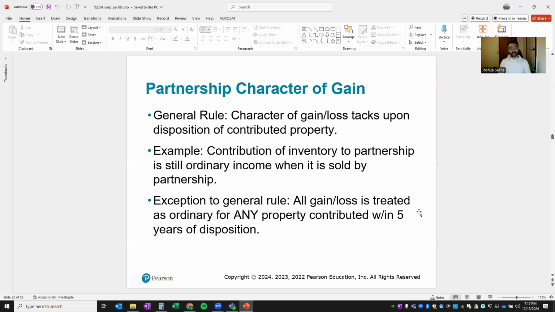Exception to the general rule: all gain or loss is treated as ordinary for any property contributed within 5 years of disposition, right? So if I contribute land and within 3 years the partnership sells it, that's ordinary income. That's not a capital gain. That's now ordinary.